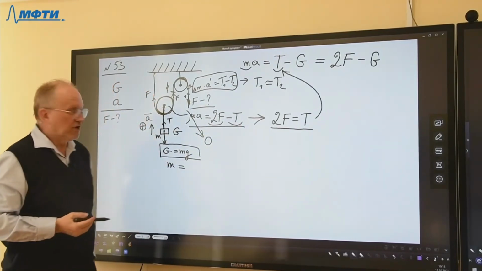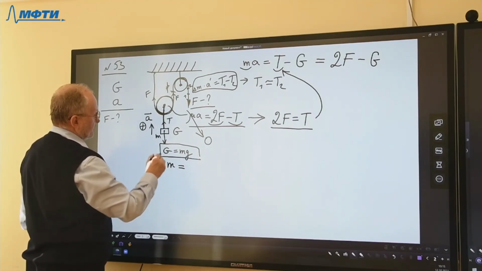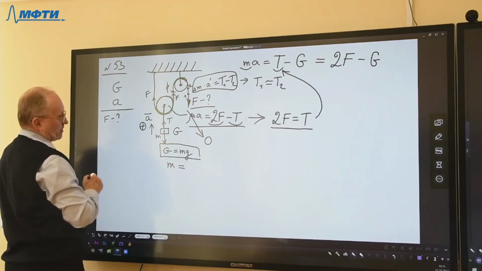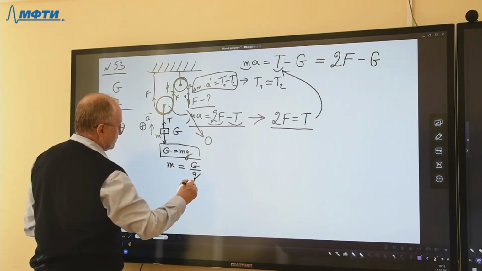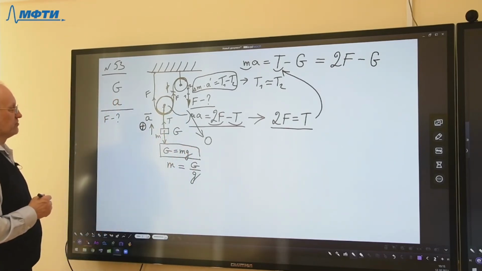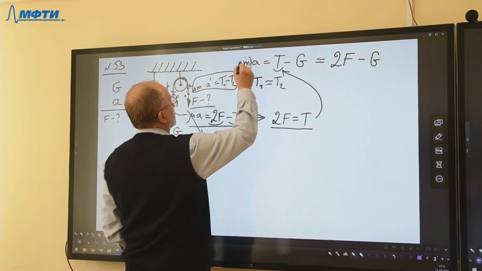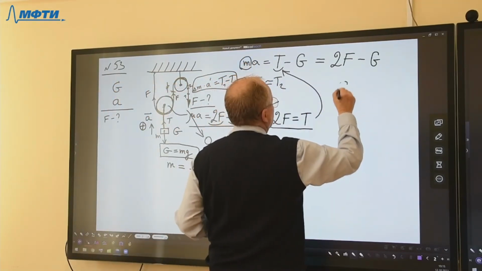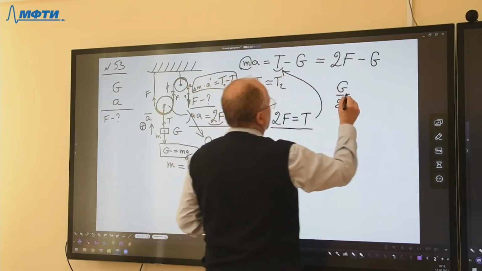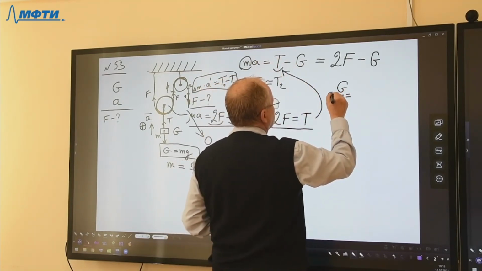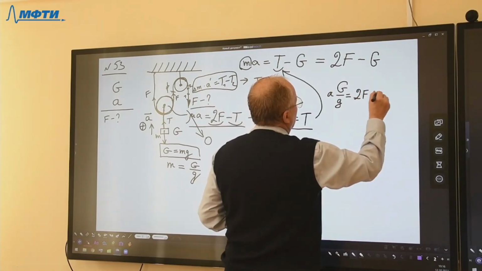It's not given. So we have to express the mass using the quantities given in the problem, that is capital G divided by small g, the acceleration of free fall. Using this notation in this expression, we find that mass is capital G over small g, and it should be equal to, well, times acceleration. I have almost forgotten about it. Times acceleration. It should be equal to 2F minus G.